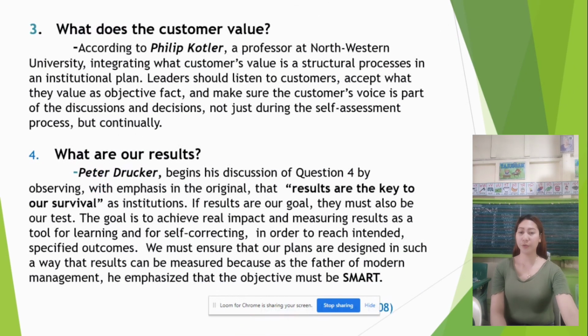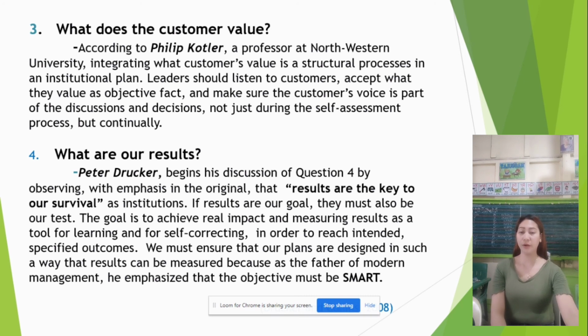3. What does the customer value? According to Philip Kotler, a professor at Northwestern University, integrating what customers value is a structural process in an institutional plan. Leaders should listen to customers, accept what they value as objective fact, and make sure the customer's voice is part of the discussions and decisions, not just during the self-assessment process, but continually.